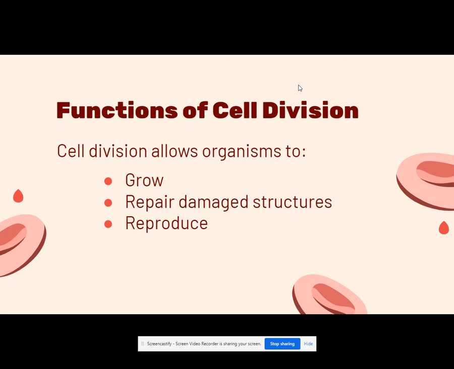So, first, why do they divide? What are the functions of cell division? How do tiny frogs become big frogs? Cell division allows organisms to grow larger. One cell splits into two, two into four, and so on, until a single cell becomes a multicellular organism.